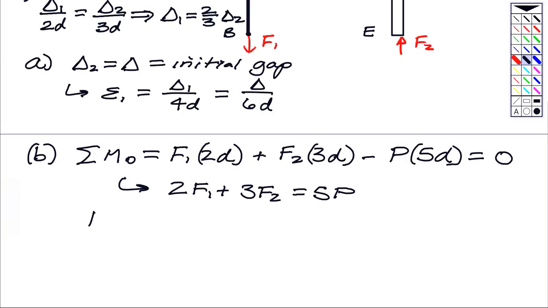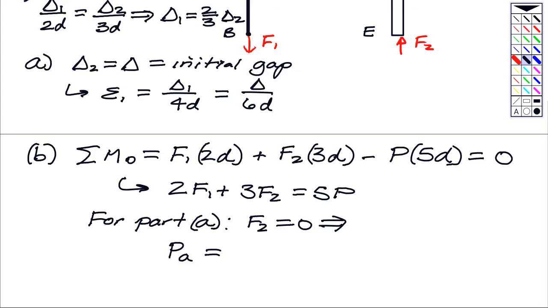Recall for part A, what we wanted was for it to be just in contact with column 2. In other words, F2 is 0. What this says then is that the load that we need for part A is simply 2/5 of F1.